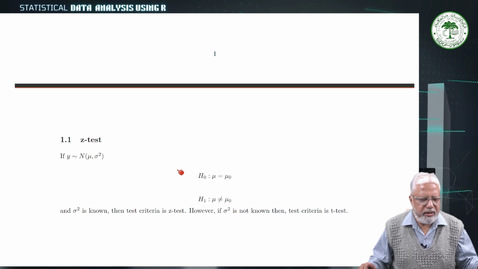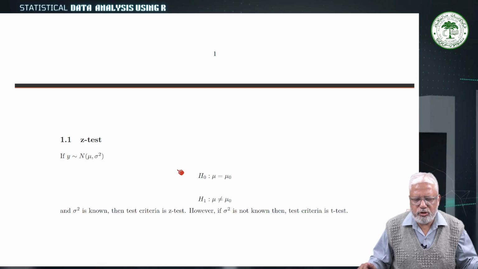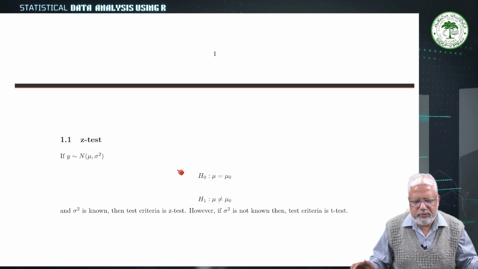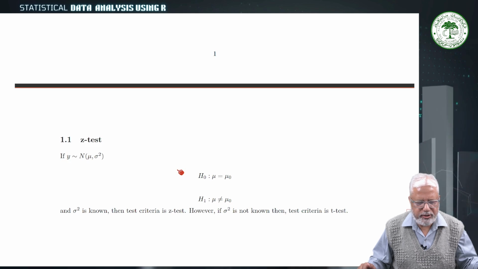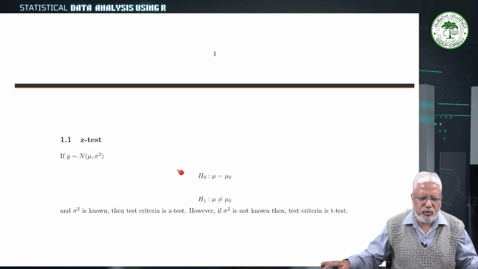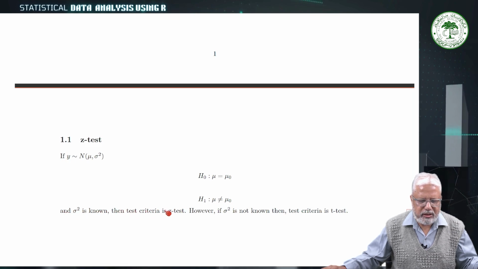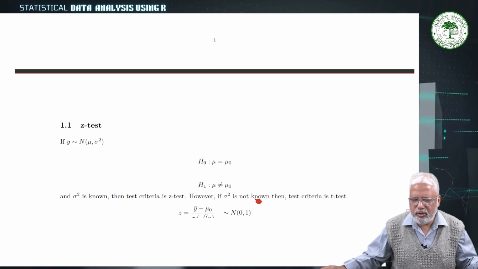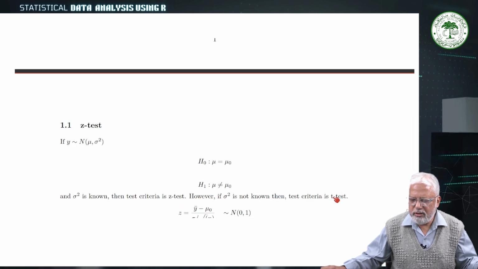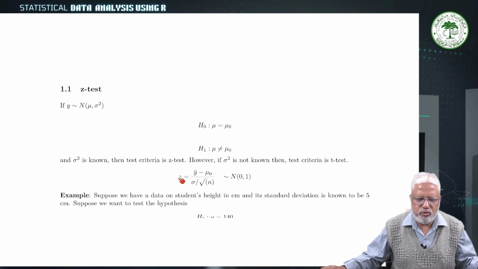If Y follows normal with mean mu and variance sigma square, then H naught, the null hypothesis, is mu is equal to mu naught, where mu naught is some specific value, versus H1, mu is not equal to mu naught. And sigma square is known. This is a very important concept, that sigma square is known. Then the test criterion is the Z test. However, if sigma square is not known, then the test criterion is the T test. So, here we have assumed in the Z test that sigma square is known.